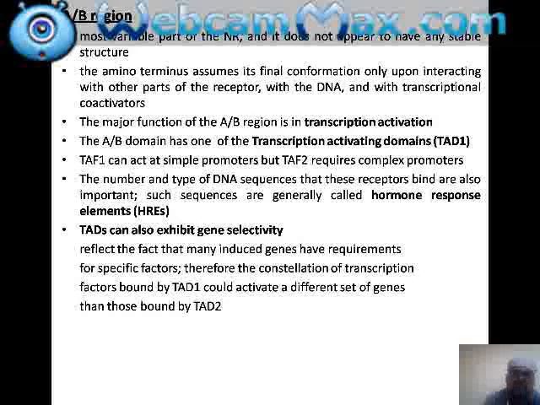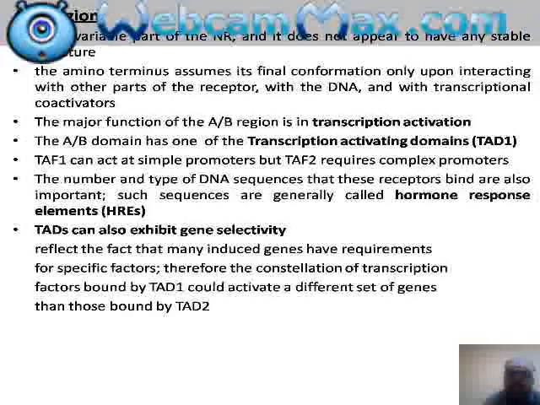There are some other domains also, such as TAF1 and TAF2. So we have TAF1 and TAF2. One of them is present in the AB region, and we will be looking into the TAD. There are some more important properties of TAD also, and when we look into TAD, we will find that beyond gene selectivity, it has some other properties also.